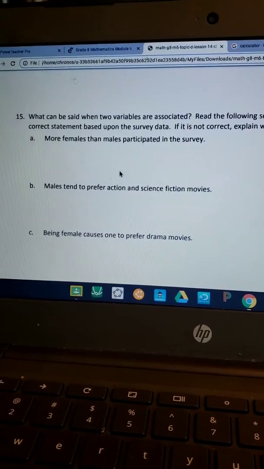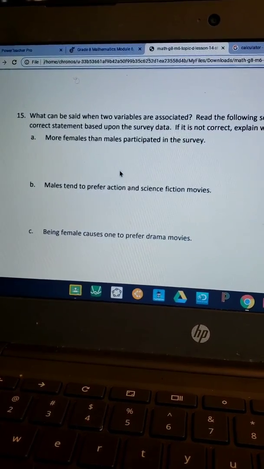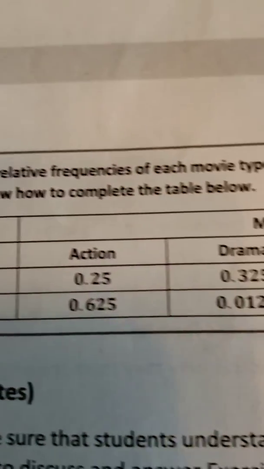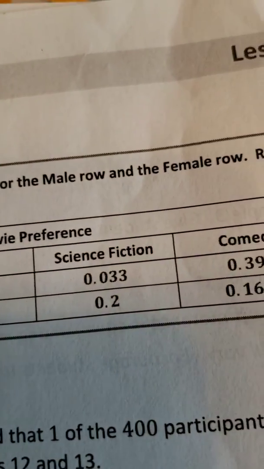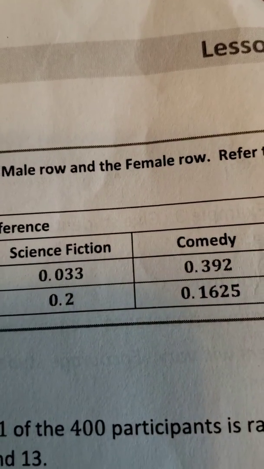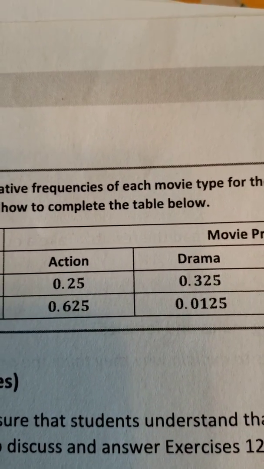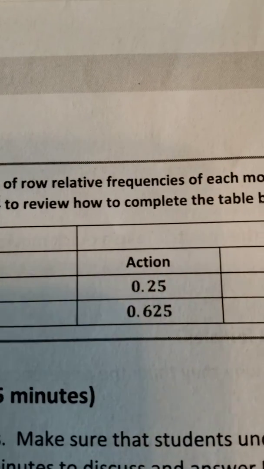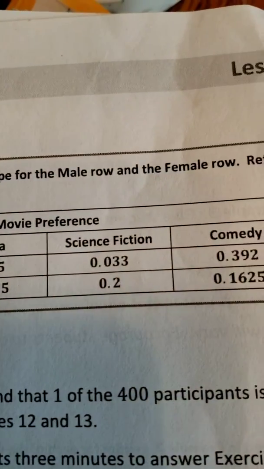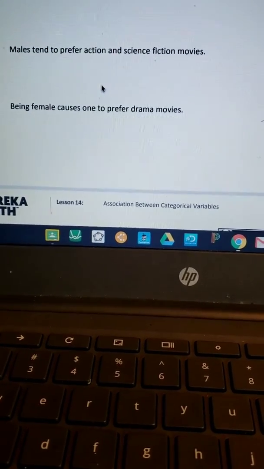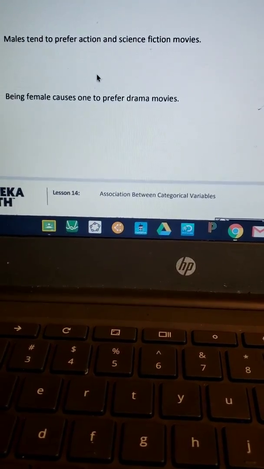B says males tend to prefer action and science fiction movies. If we look at science fiction and the action, and we look at this table, which one do you see where we have bigger numbers for the boys? That's like 16 cents. That's 20 cents. That's 1 cent. That's 0.62 or 63 cents. So this is correct because we have the largest numbers in action for boys and in science fiction.